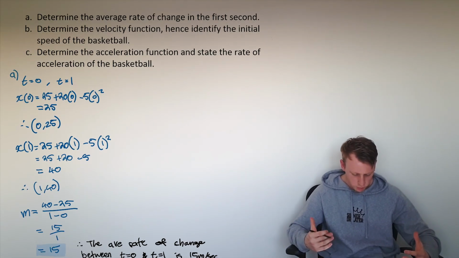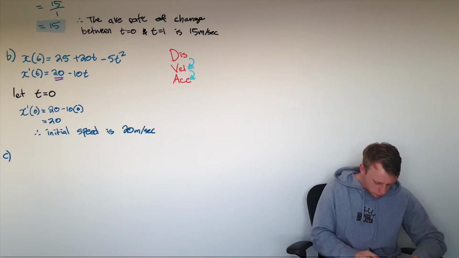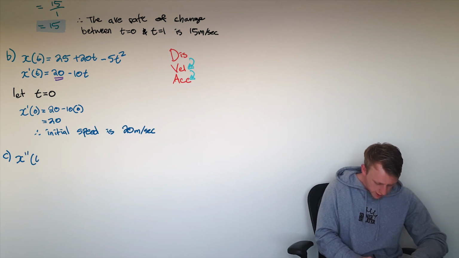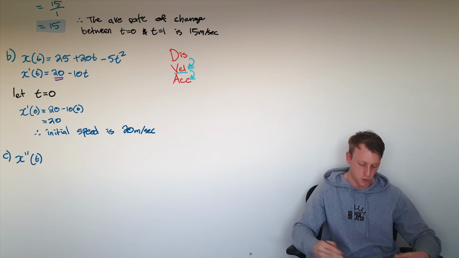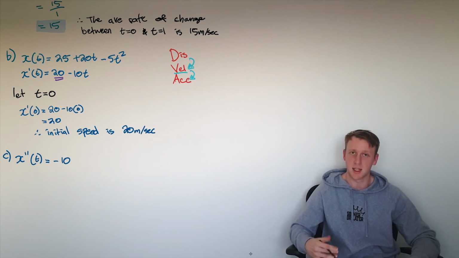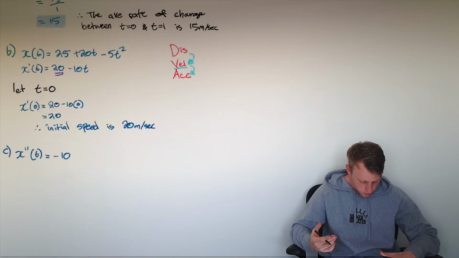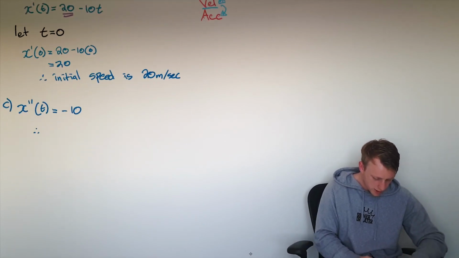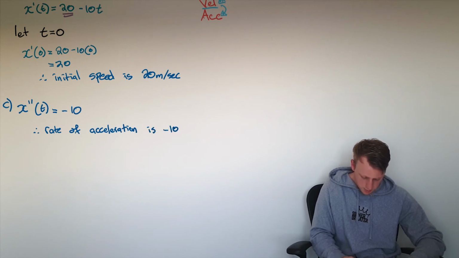Thirdly, determine the acceleration function and hence state the rate of acceleration of the basketball. And so really what I'm going to do here is I'm just going to differentiate again, because if I'm at a velocity and I want to determine acceleration, I just differentiate once more, and I'm going to get negative 10. That's what I'm going to get, negative 10. And it's saying state the rate of acceleration of the basketball. Well, that is the rate. I would say, therefore, the rate of acceleration is negative 10 meters per second.